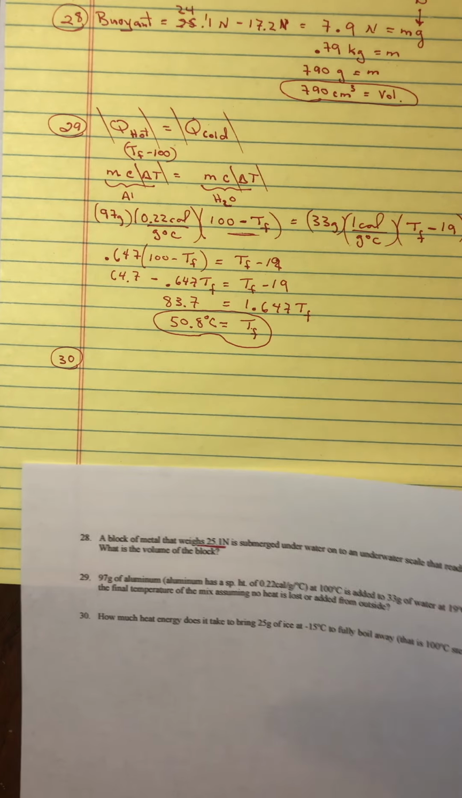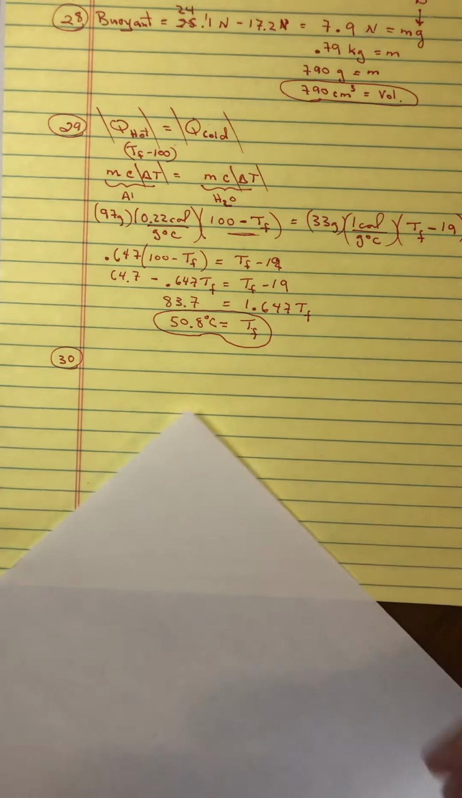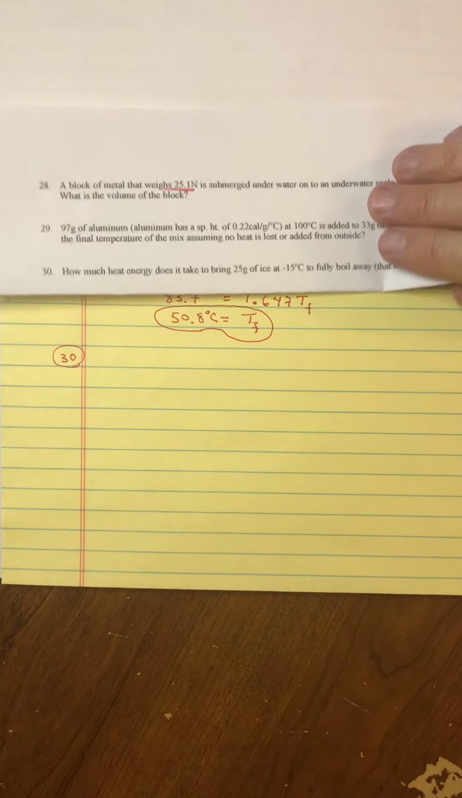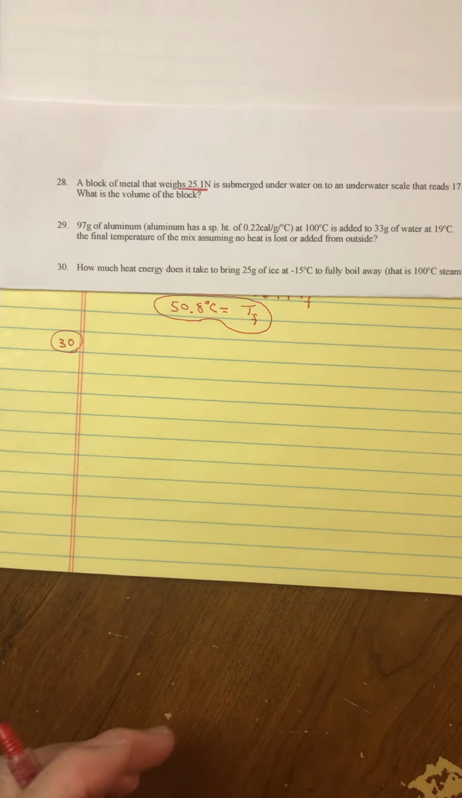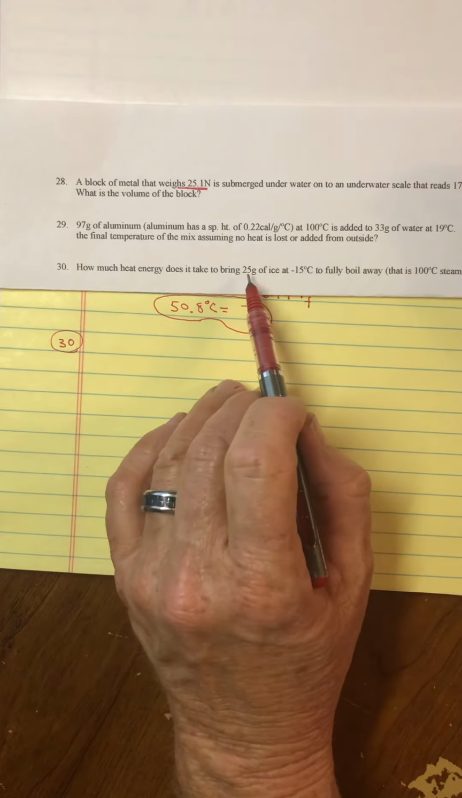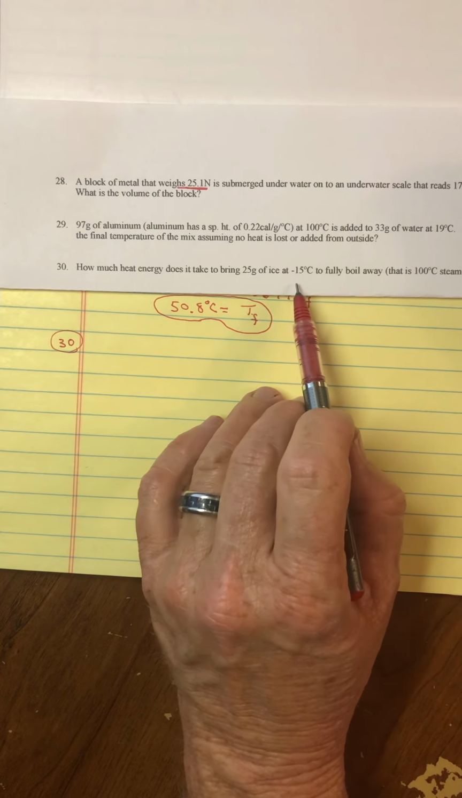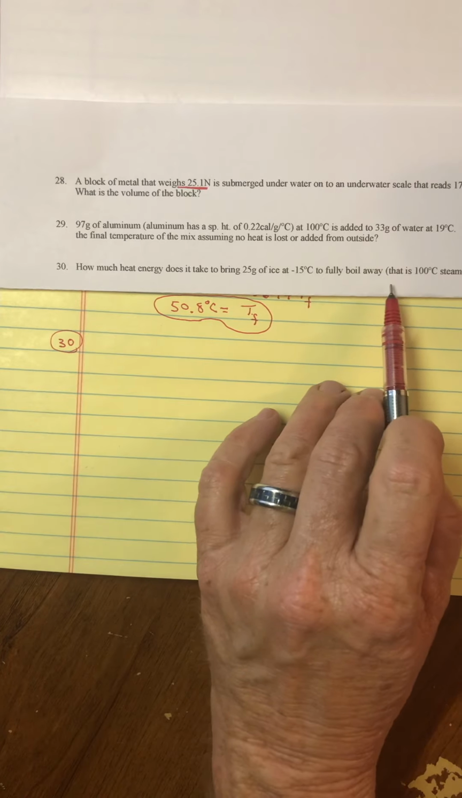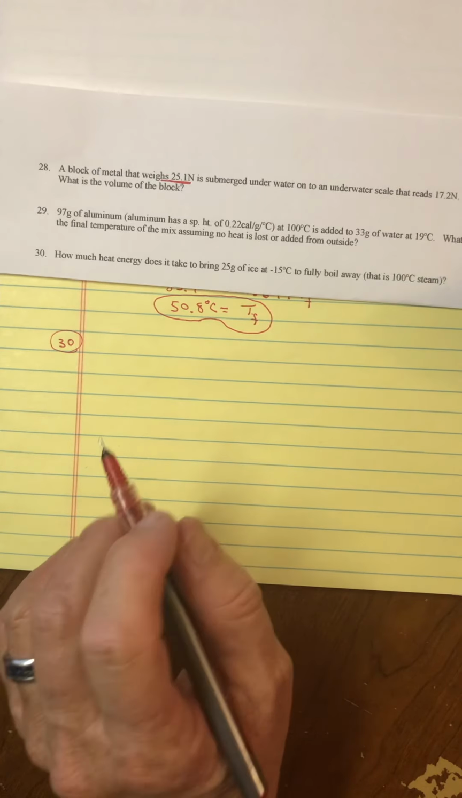Okay, so the last one here, and maybe so I can read it a little better and have some room to work, is right here, number 30. How much heat does it take to bring 25 grams of ice from negative 15 degrees Celsius to fully boiling away? That is, it's 100 degrees Celsius and it's steam.